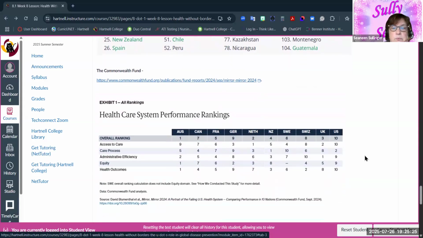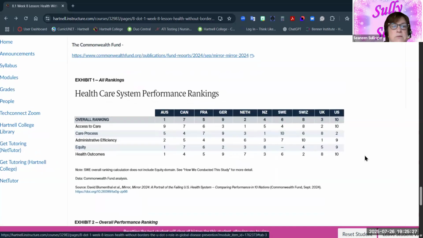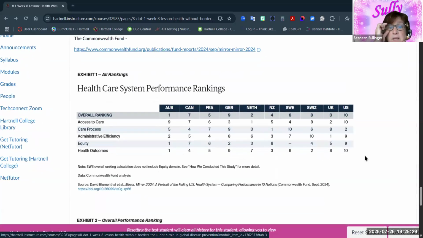Commonwealth Fund, again, this is one of the ones I was talking to you about, looking at these 10 countries, right? And looking at the overall ranking. This is from 2024, looking at Australia, Canada, France, Germany, Netherlands, New Zealand, Sweden, Switzerland, UK, and US. We are last in every category except our care process. If our care process is so good, why are we so bad in all the other categories?